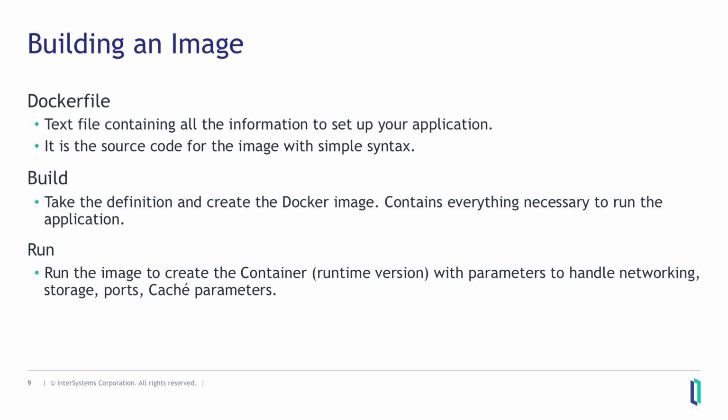So the whole idea is that you have a Dockerfile, which is the definition. You then build from that definition, which creates this Docker image. It contains everything necessary to run that. And then when you're running it, you say, I want to run the image to create the container. It's a runtime version. You have different parameters to handle networking, storage, ports, cache and InterSystems IRIS and Ensemble parameters, all the different things that you could think of.